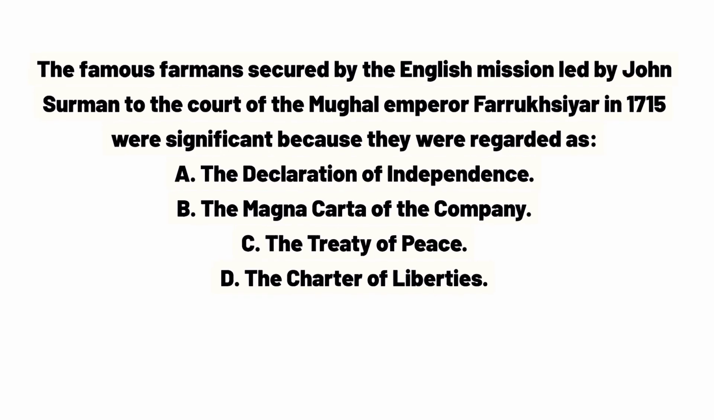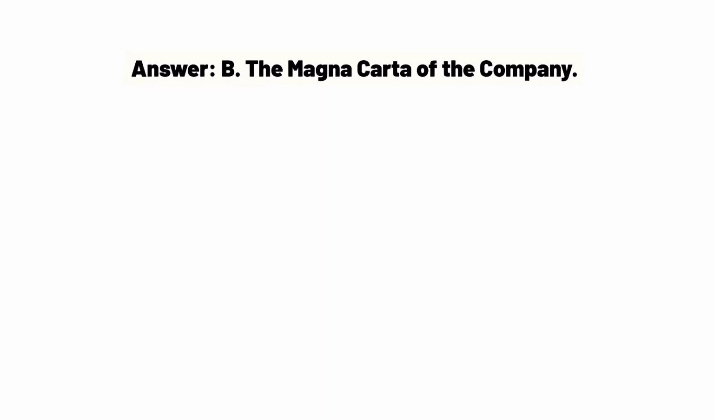The famous farmans secured by the English mission led by John Surman to the court of the Mughal Emperor Farrukhsiyar in 1715 were significant because they were regarded as A. The Declaration of Independence. B. The Magna Carta of the Company. C. The Treaty of Peace. D. The Charter of Liberties. Answer: B. The Magna Carta of the Company.